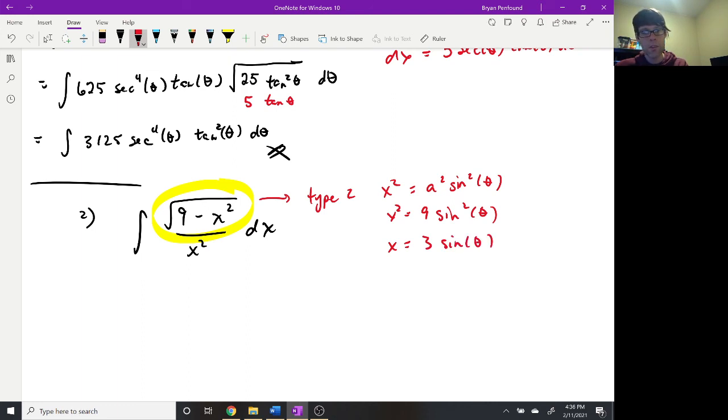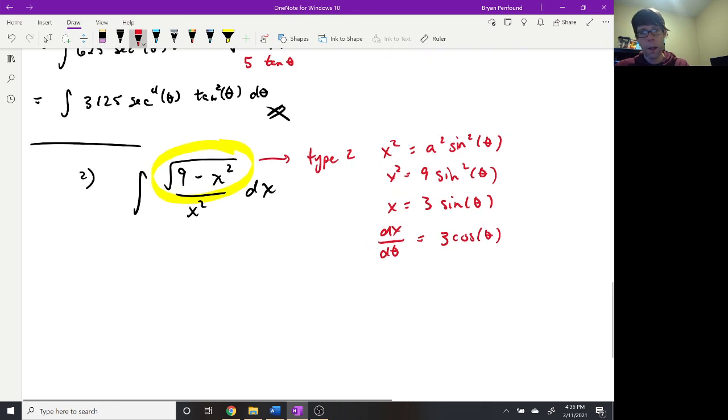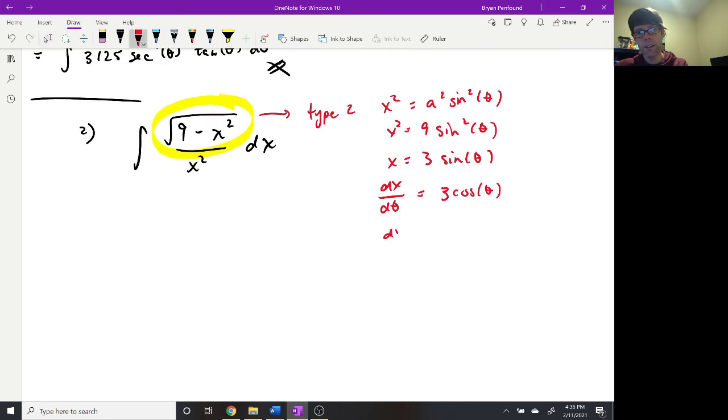And then the last step is to figure out what this dx is going to turn into. So I'm going to take the derivative here, which is 3 cosine theta. So it looks like we can get rid of dx by replacing it with 3 cosine theta d theta. And now we're pretty much good to go. We have all the pieces that we need in order to get this question rolling.